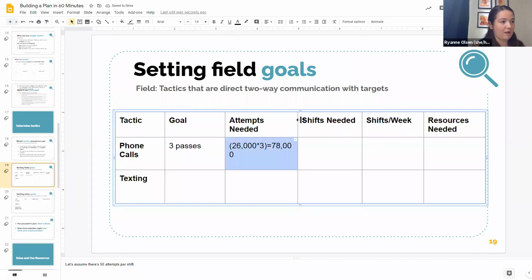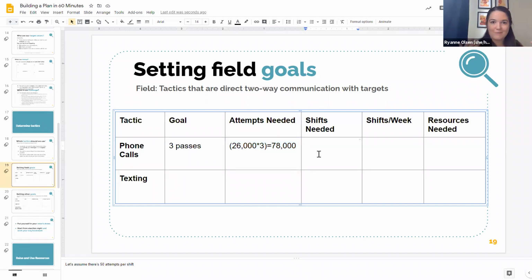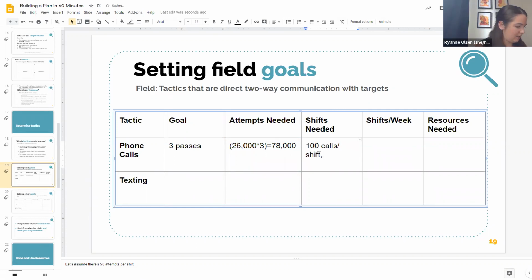Now, to be honest, this will probably be a bit less. As we make our first pass or our second pass, people will drop off our list, but let's aim for the higher piece. Now, when we talk about shifts, let's assume people can make 100 calls a shift. So that means we're going to need 780 shifts.